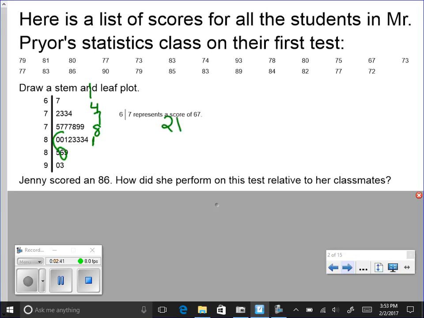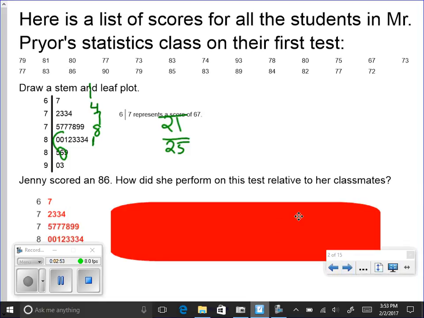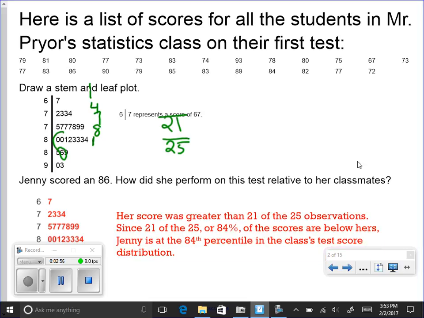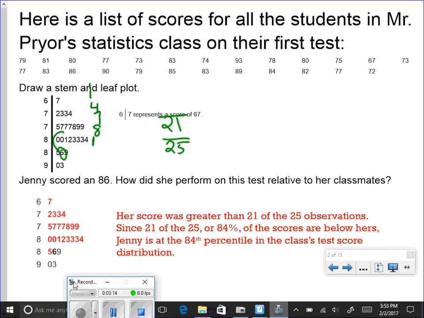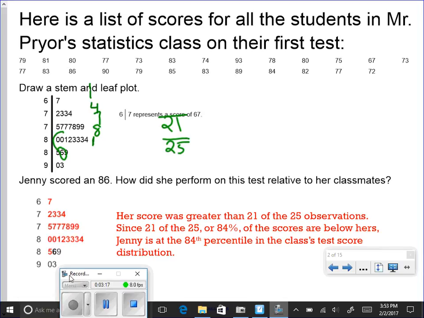And in total, there's 25. So if I do 21 divided by 25, I'm going to get Jenny's percentile. So down here, I've got all the work out. So her score was greater than 21 of the 25 observations. So it's 21 out of 25, that's 84%. Are below hers, Jenny is in the 84th percentile in the class test scores distribution. So that tells us the location of Jenny within her classmates' scores. So percentiles, that's a great way to describe the location of data. And that's just the first way. We're going to go through a couple ways.